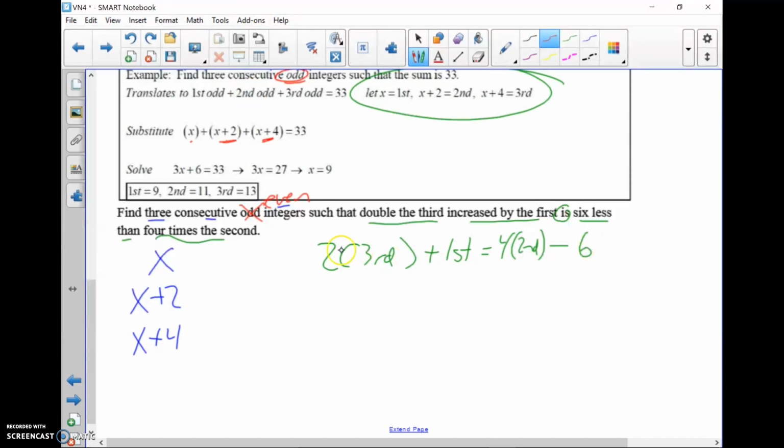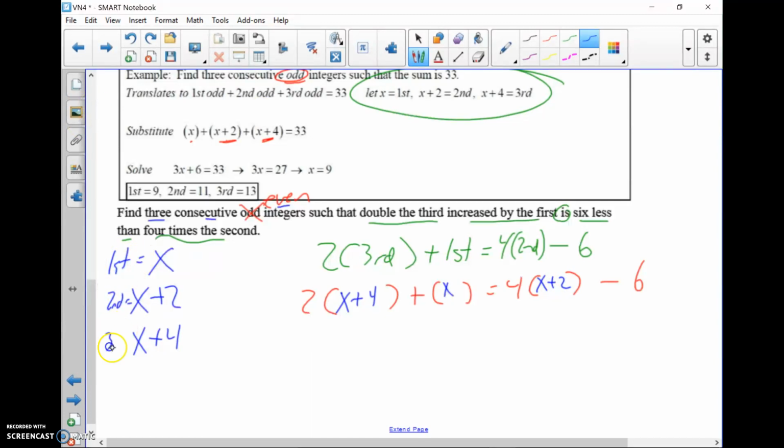Again, after you do that, you should reread it. So double the third increased by the first, so that looks right, equals 6 less than 4 times the second. Okay, so now I can replace third and first and second with these values here. The third is x plus 4. The first is x, and the second is x plus 2. Some people like to write first, second, third.